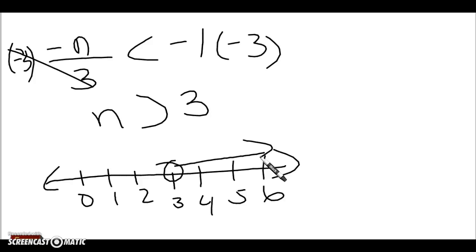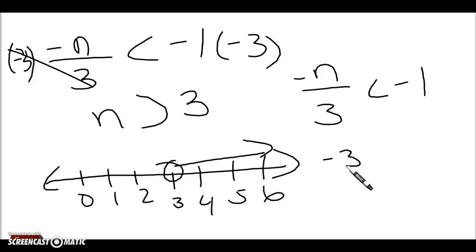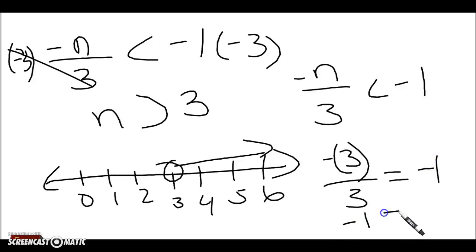So first I will check negative n over 3 is less than negative 1. And the first thing I'm going to plug in is that endpoint of 3. And so I will use an equal sign instead. So I have negative 3 over 3 is equal to negative 1. Let's see if that works out. Negative 3 over 3 gives me negative 1, and that does in fact equal negative 1. So that checks out. Now let's check another point to see if it works out.